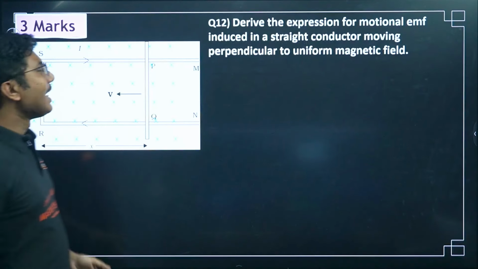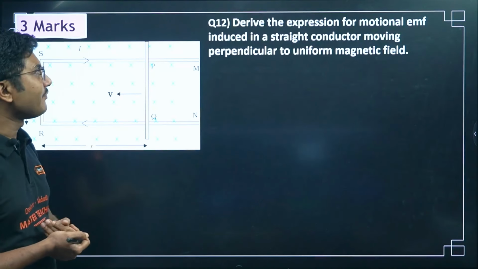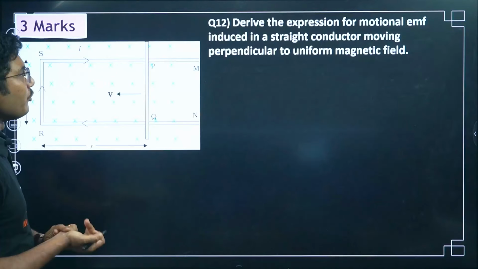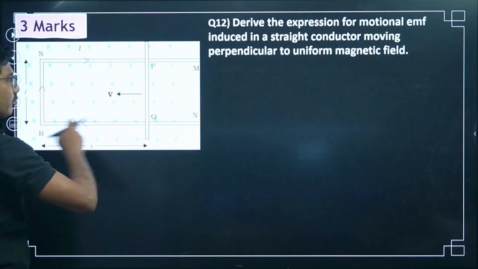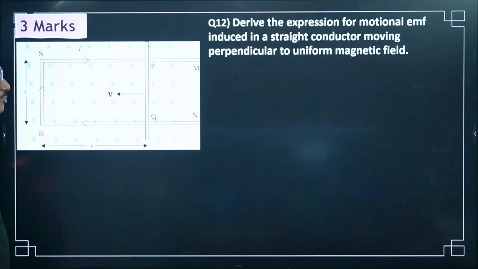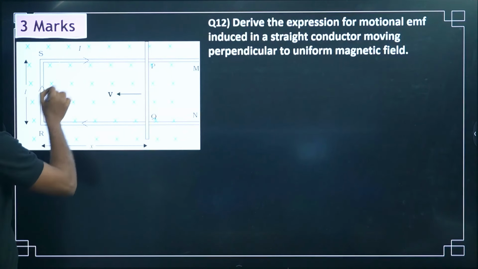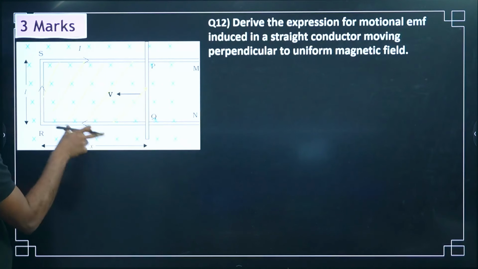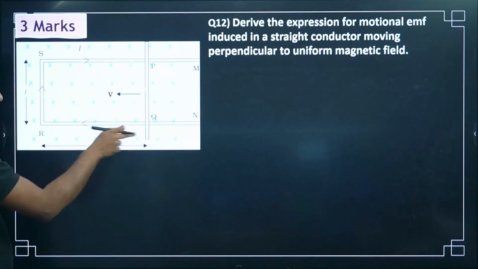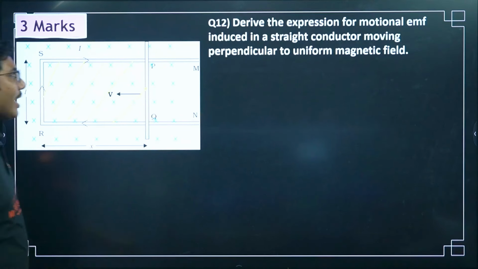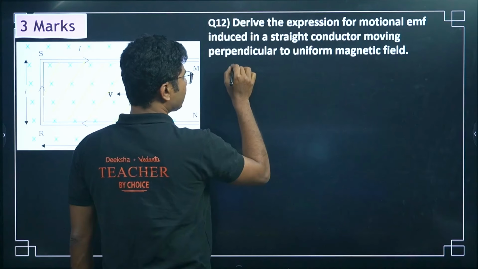Now next is, derive the expression for motional EMF induced in a straight conductor moving perpendicular to uniform magnetic field. So first step is to draw this same diagram, indicate what is the velocity with which it is moving. Now what you have to do, first step is to calculate the area of this. So what is the area of a rectangle? Length into height, or length into breadth. Okay, you can consider this as length, this as breadth. So what is the area of the rectangle?